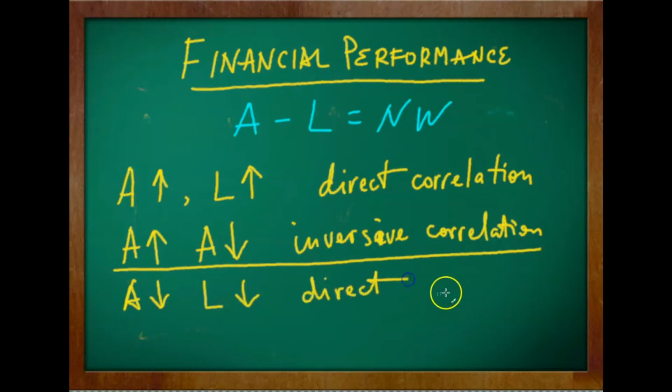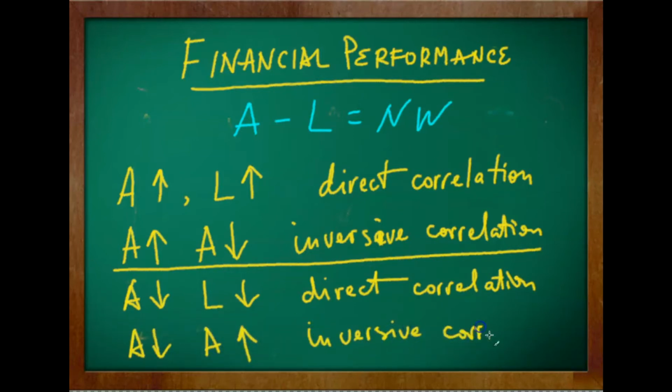Same when an asset goes down, the liability goes down. Direct correlation, the result decreases total assets. When one asset goes down, another asset goes up. Inverse correlation. Total assets stay the same.